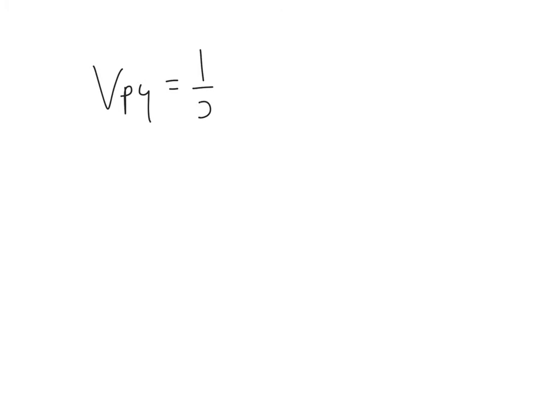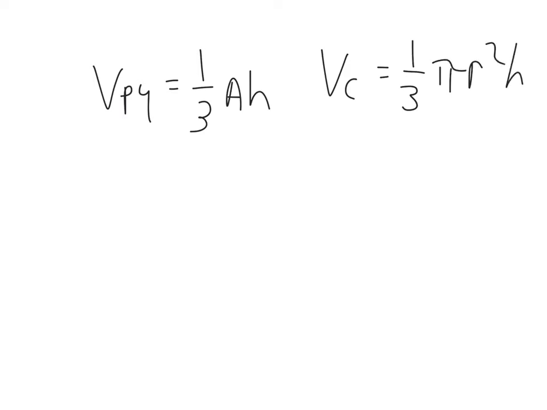So the volume of a pyramid, which will be given to you, is 1/3 of the area of the base times the height. For a cone, it's 1/3 pi r squared h, where h is the height of the cone. And for a sphere, it's 4/3 pi r cubed, where r is the radius of the sphere.